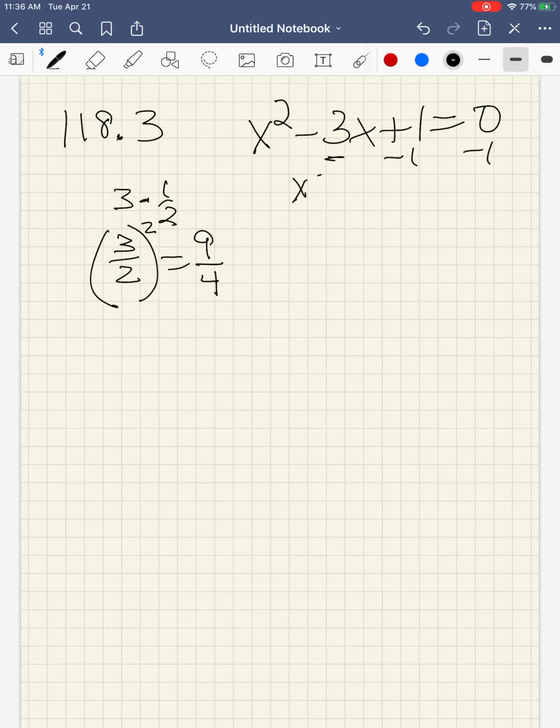Should have taken that over first, and I didn't. Sorry about that. All right. So we're going to add 9/4 here and add, I'm going to have to make some room here, -1 plus 9/4. Okay, so what's the next step that we do?